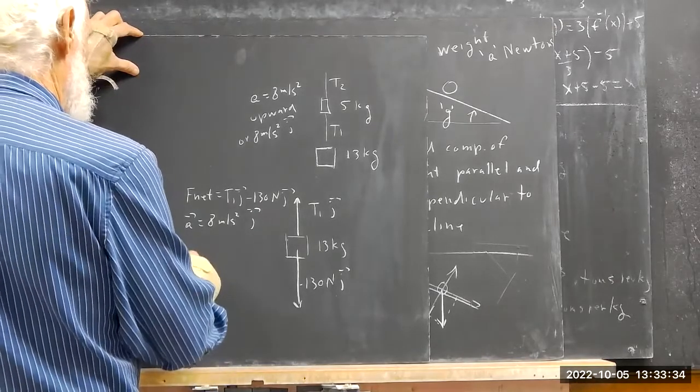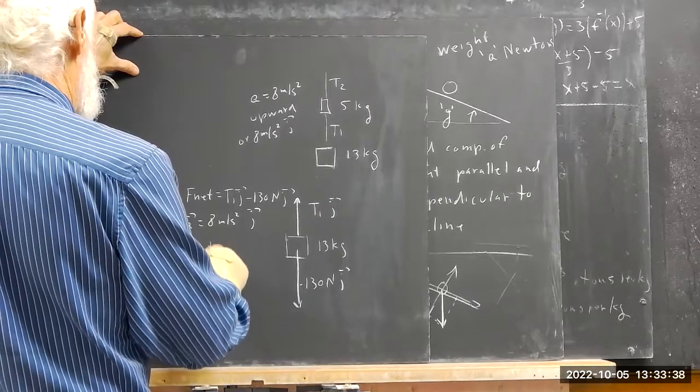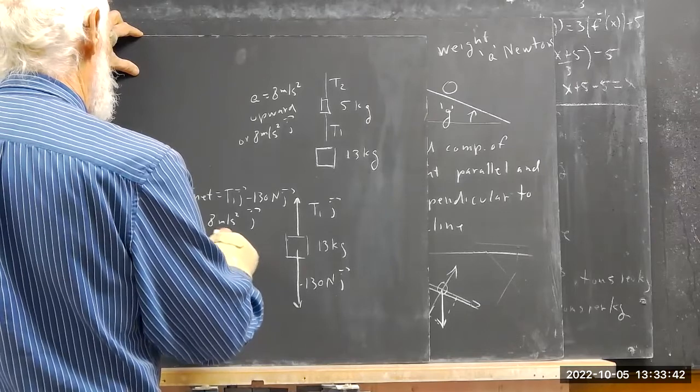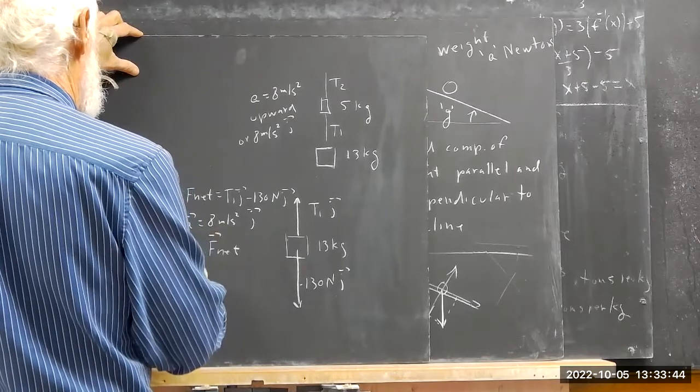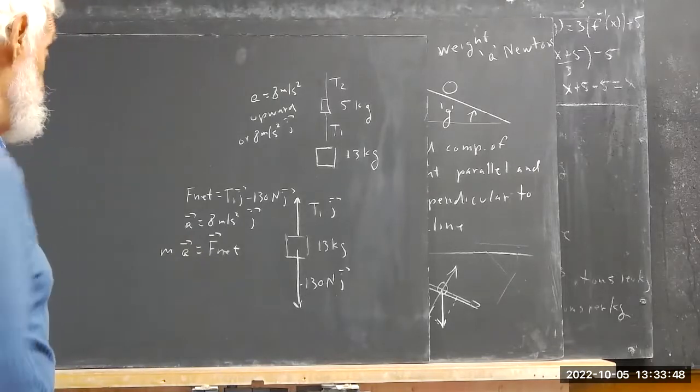Then of course, your mass times your acceleration is F net.